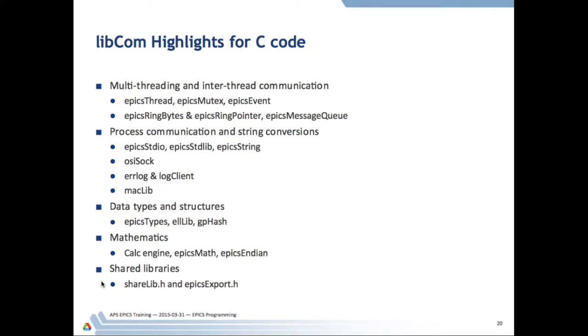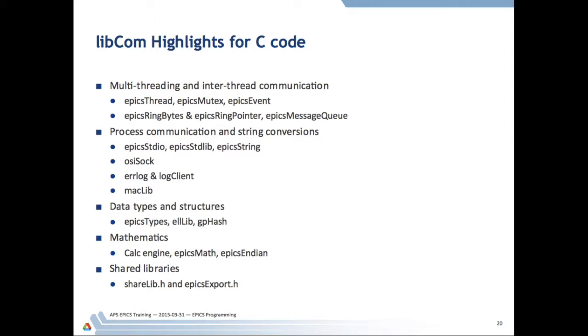So the things that I'm going to be covering here are APIs for multi-threading and inter-thread communication. So we've got EPICS thread and mutex and the event semaphores. For communication, we have ring buffers and message queues. Talking about process communication, i.e. outside of this process, so standard I/O and standard library, and also, while we're talking about that, string conversions and EPICS string manipulation functions. OSI sock is associated with dealing with network sockets, and that's actually very useful. That's used outside as well because it hides all the distinctions between Windows, which uses this WinSock interface, and Berkeley sockets, which is what most operating systems use.